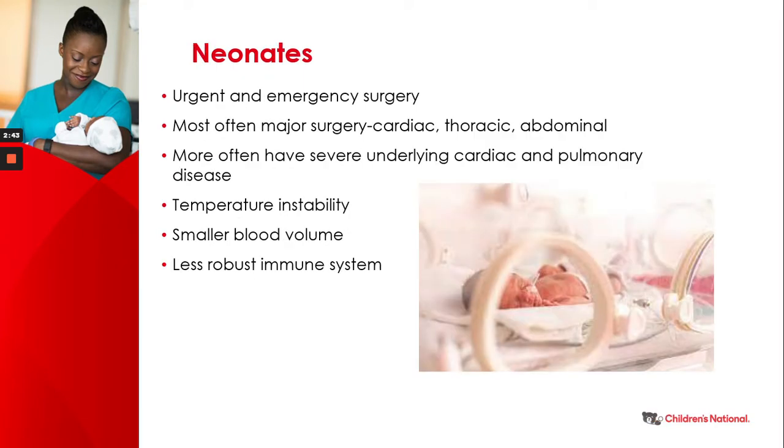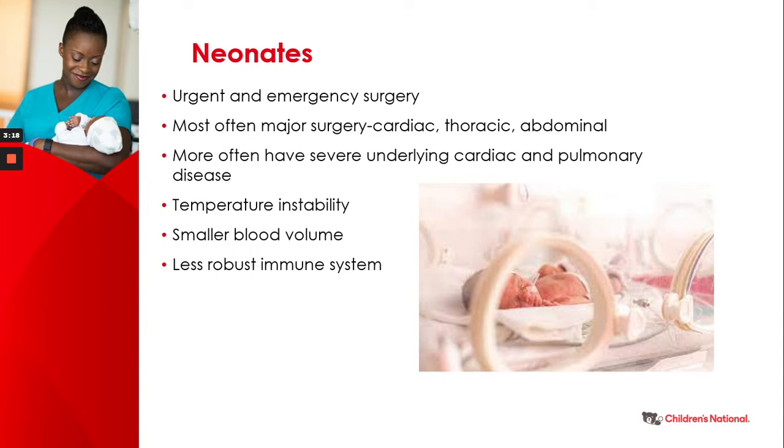Why do neonates have such higher risk compared to older children? Well, for one, elective surgery is almost never done in neonates. So most of the time they're undergoing urgent or emergent surgery. In addition, they're most often having surgery on major organ systems such as cardiac surgery or thoracoabdominal surgery. In addition, many of these neonates often have severe underlying cardiac and lung disease.